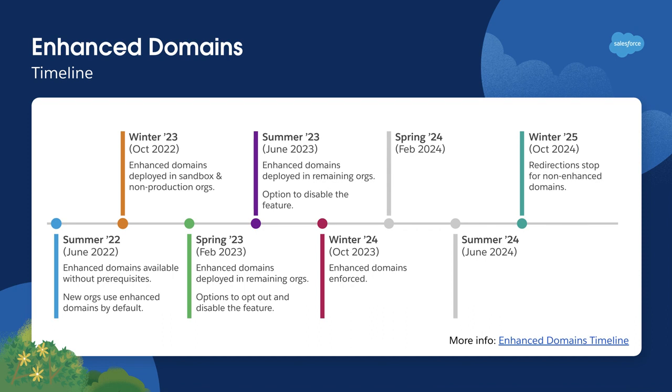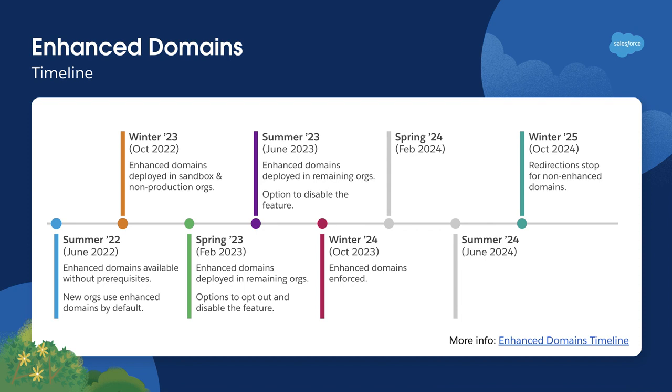In Summer 23, we deploy enhanced domains in any orgs that still don't have enhanced domains. So for example, if you opted out of the automatic deployment in Spring 23 and didn't deploy enhanced domains on your own, or if you disabled enhanced domains after it was auto-deployed, now we're going to deploy it for you in Summer 23. Now you can't opt out of that automatic deployment, but you can, again, disable the feature if you encounter issues and you need some more time to resolve them.